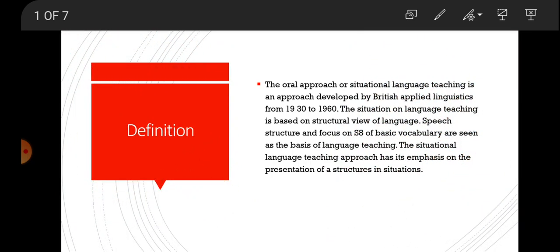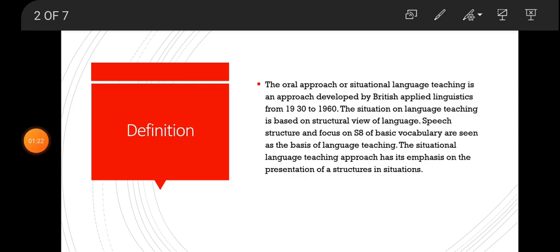So let's begin. The oral approach or situational language teaching is an approach developed by British applied linguists from 1930 to 1960. Situational language teaching is based on a structural view of language, where speech structure and a focus on basic vocabulary are seen as the basis of language teaching. The approach emphasizes the presentation of structures in situation.